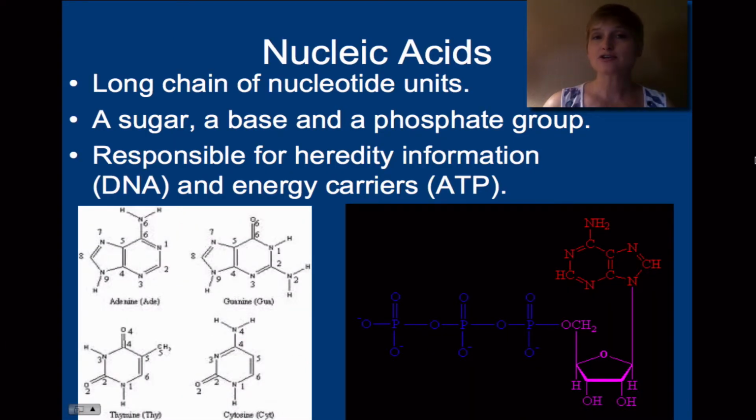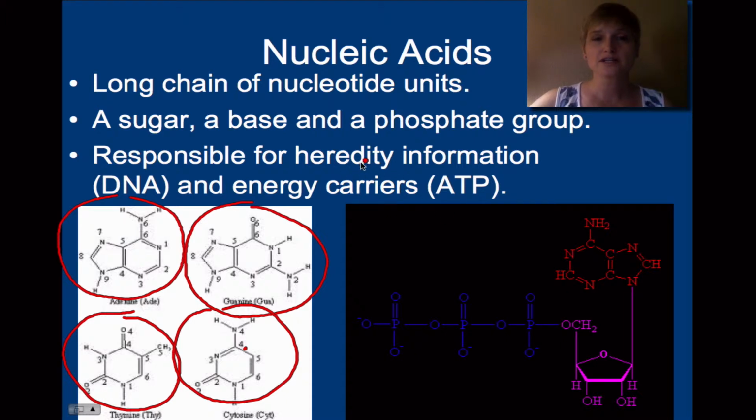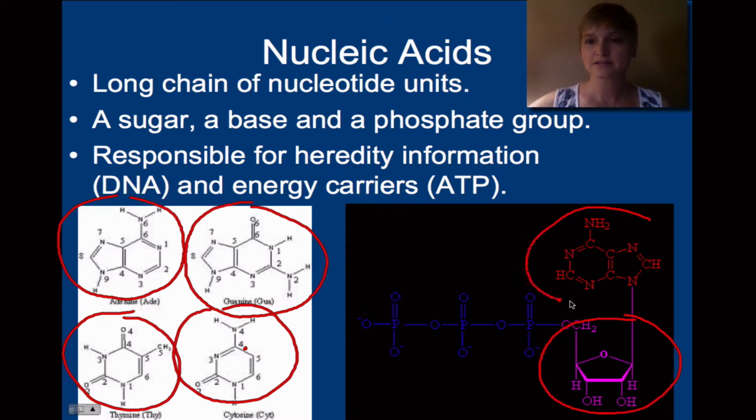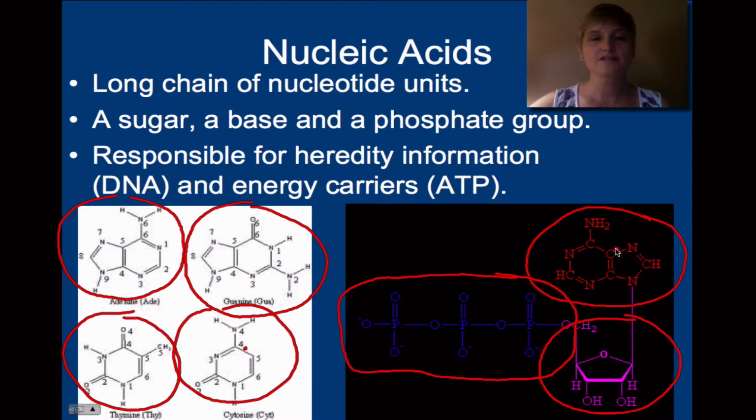All right, the next macromolecule that we're going to talk about is nucleic acids. These are long chains of nucleotide units. Ones you've probably heard of before are base pairs. So nucleic acids are always made of a sugar. So down on this side, you see this is the sugar. And then you have a base. So right here, you would have this base. And then you have the phosphate groups. So here's the phosphate groups that we have.